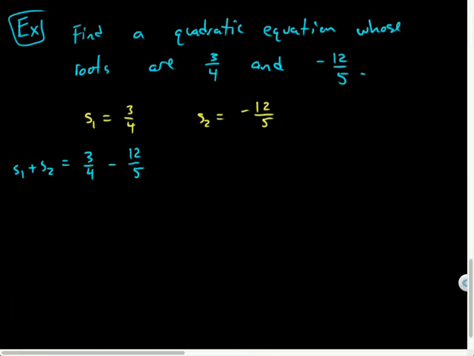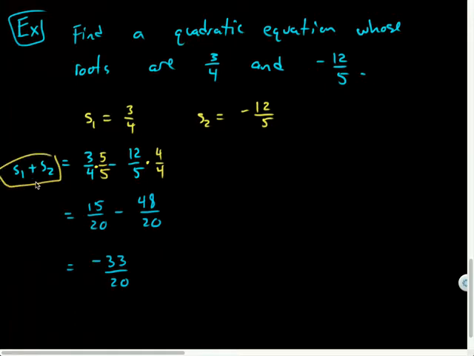In order to combine those, I need an LCD. The LCD between 4 and 5 is 20. So this one I'd multiply by 5 over 5, and this one by 4 over 4. So this is going to equal 15/20 minus 48/20. And that, I believe, is -33/20.